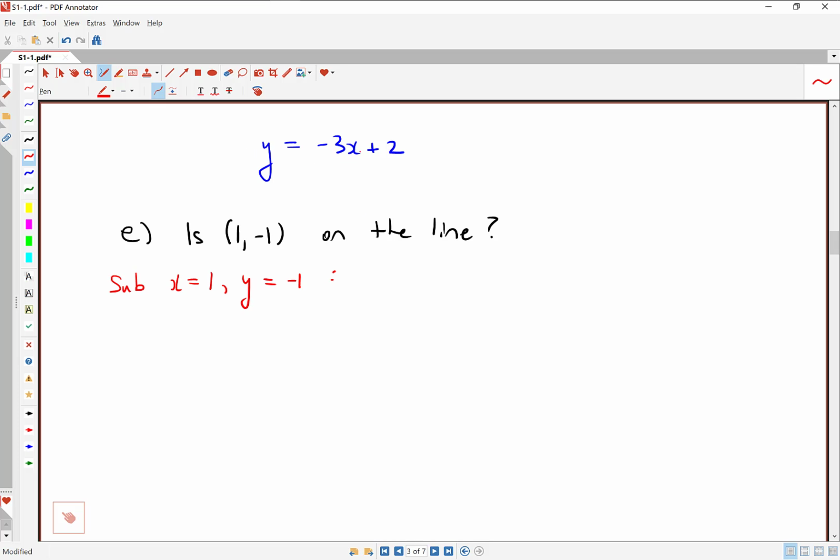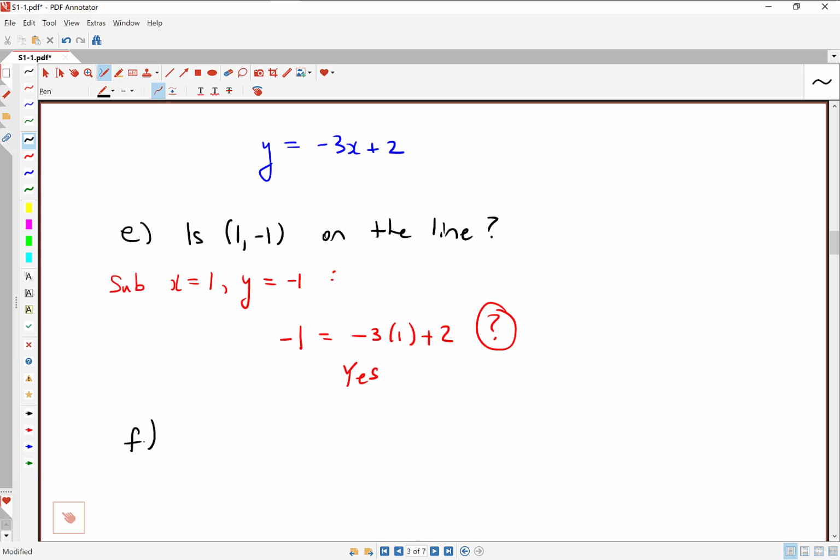So let's sub that into the equation up at the top of the screen here. So we'd have negative 1 is equal to negative 3 times 1 plus 2. Okay, and we don't know whether this is true or not, so I'm going to put a question mark here. If this is true, then yes, the point is on the line. If it's not true, then the point is not on the line. Okay, so looking at the right side here, negative 3 times 1 plus 2 does give us negative 1. So this is true. The answer is yes, and that means yes, the point is on the line.